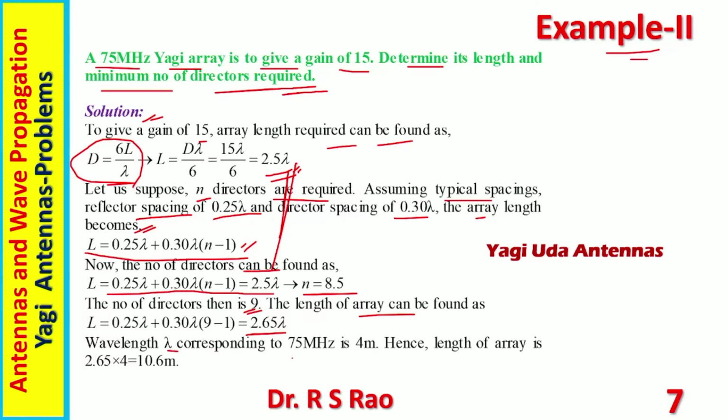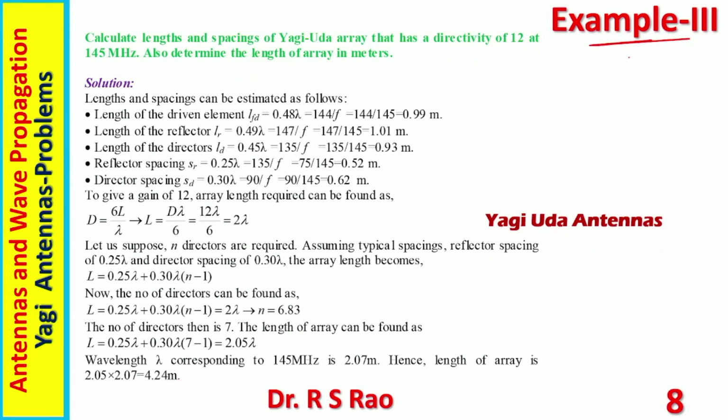Wavelength lambda corresponding to 75 megahertz is 4 meters. So length of array is 2.65 into 4, 10.6 meters. Earlier we found length in terms of wavelengths. Now length is obtained in meters, 10.6 meters. Another problem, example 3, this is also set on Yagi-Uda antennas.